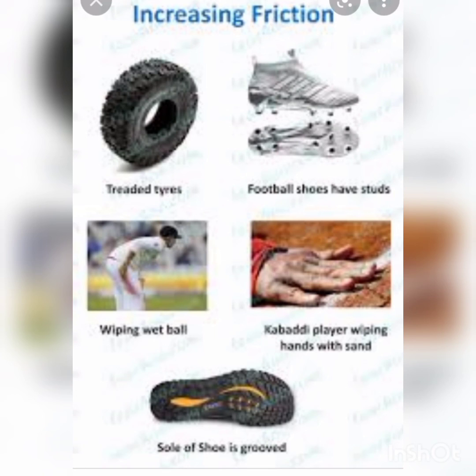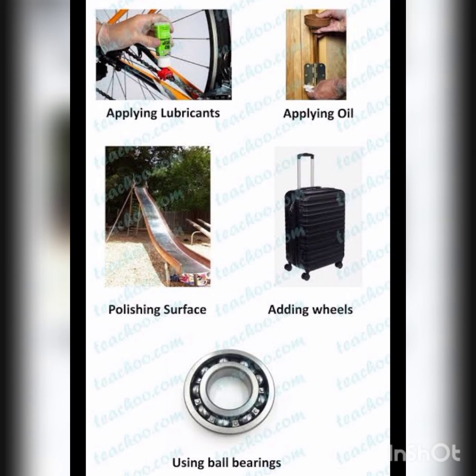The next one is decreasing friction. For this, if we use ball bearings or lubricant, it reduces the friction between the surfaces.